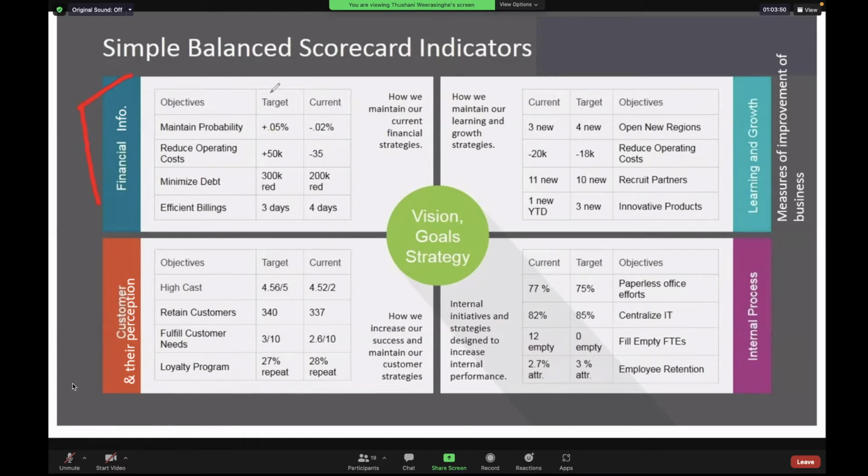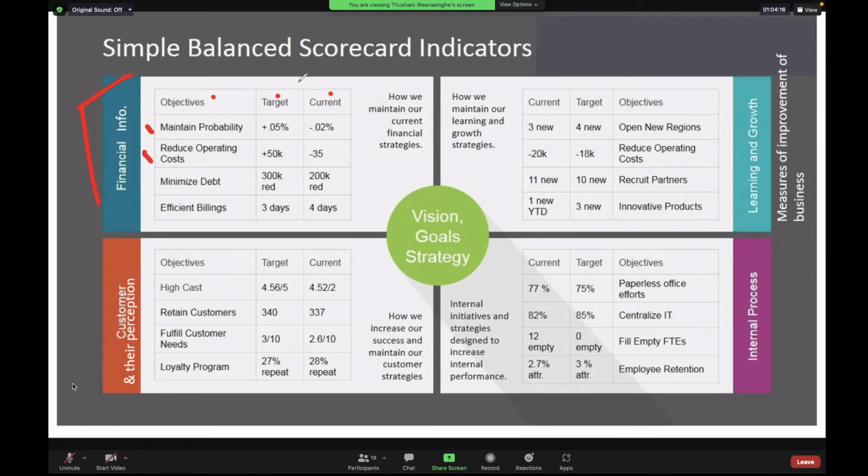The objectives are there, and then you have the targets, and then what is happening right now. So that is about the current situation. Okay, so in the report it should show you, with respect to the target, what's happening there right now, and then what is the objective. First one, maintain profitability. Okay, reduce the operating costs.